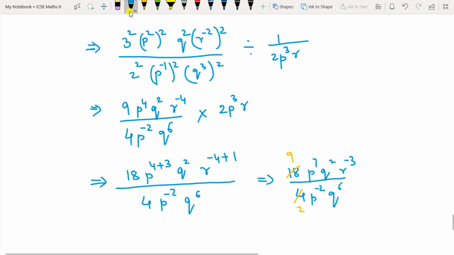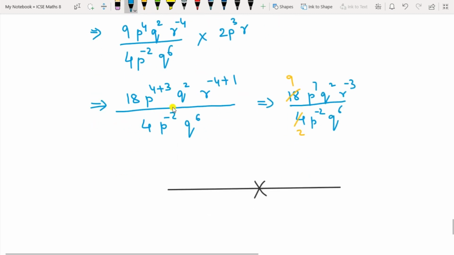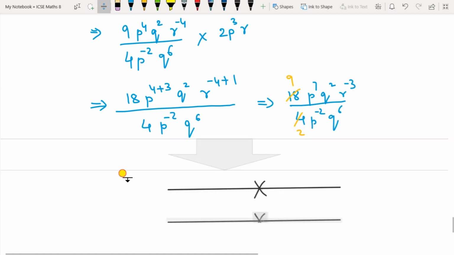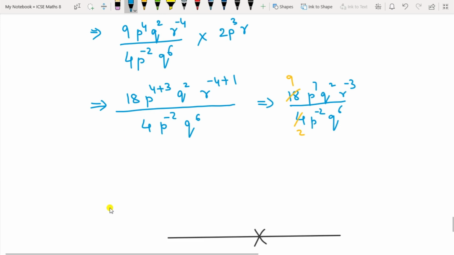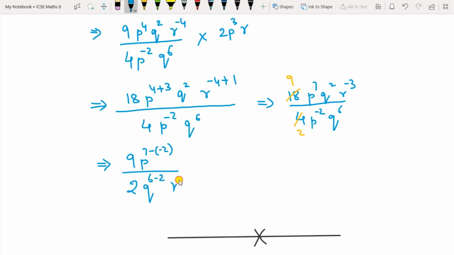Okay, so this becomes now, and the one with the same power that will get subtract because it is division. So this becomes here 9 p raised to 7 minus of minus 2, then r is having single term and it is having negative power, so it will come down. So 2 raised to, this is q is having greater power in the denominator, so it will be 6 minus 2 and r raised to 3.